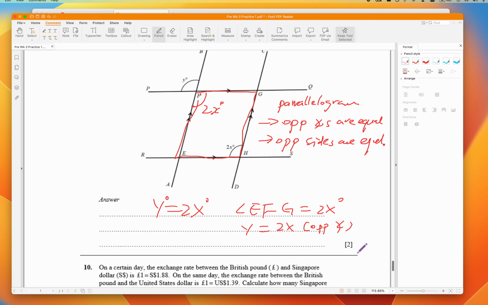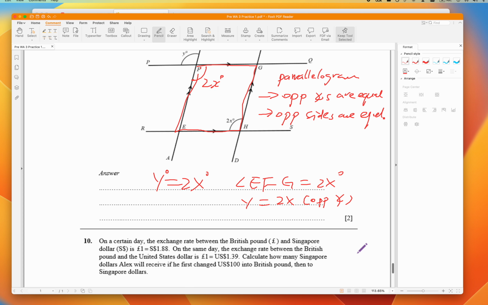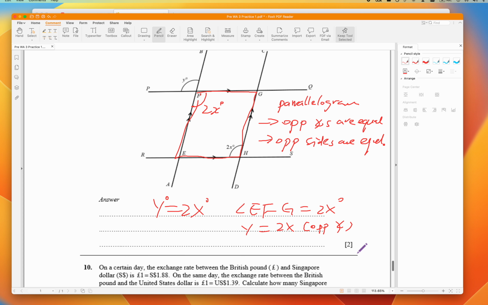Of course you can use the other way also, but this is good enough. The other way is corresponding, then corresponding again. Up to you.